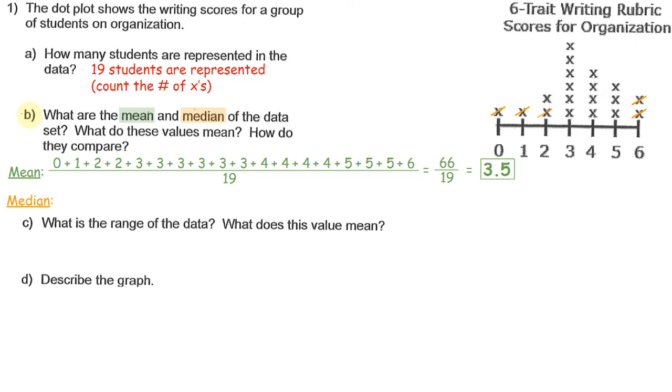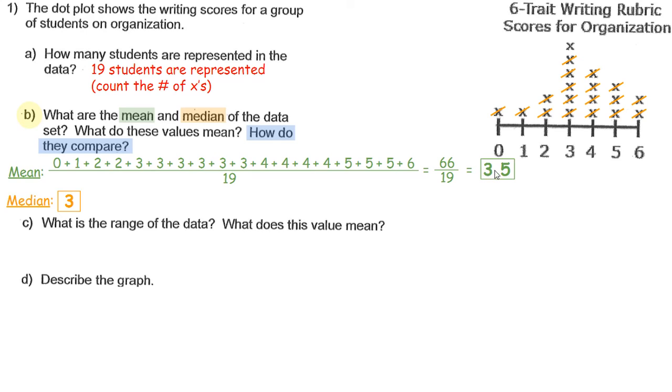Okay, and then beginning, end, beginning, end, and so on, crossing off from the beginning and from the end, and finally to get my middle value of 3. And that's what the median is. It's the middle value. Now, how do these compare?